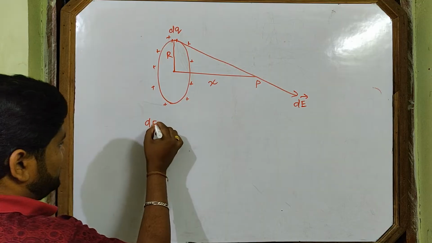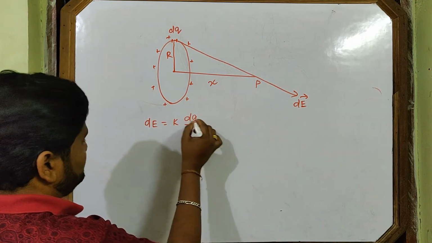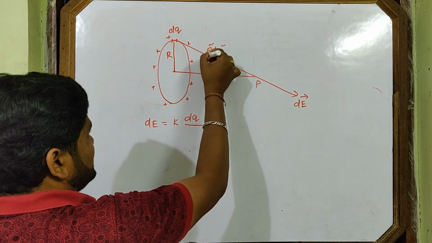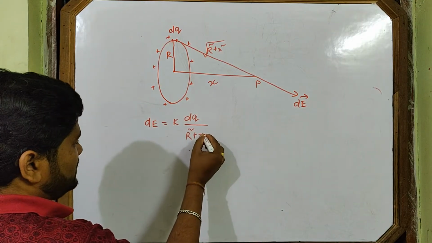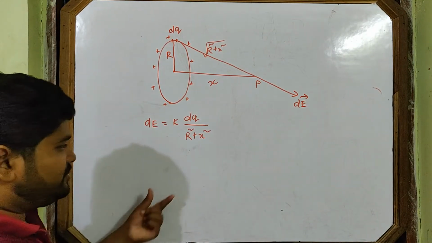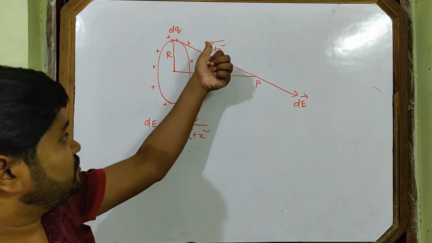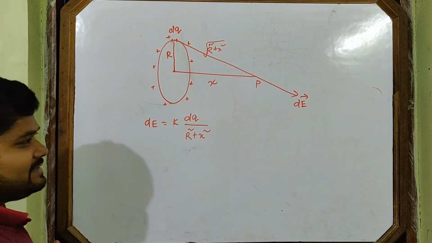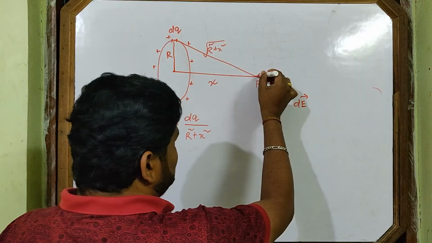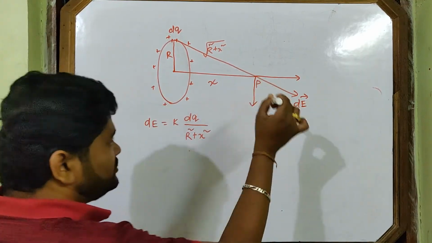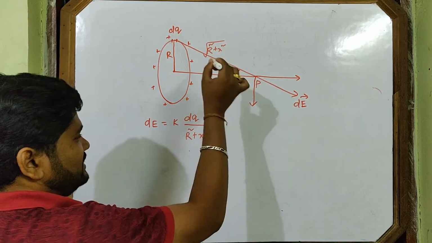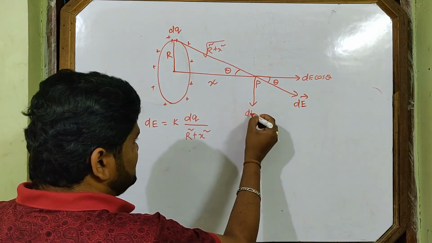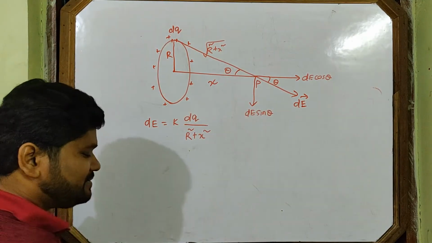And what is the expression of dE? k q, but in place of q I write dq, by R square plus x square, root over. Here also it will be R square plus x square, because the lower term, the denominator, will be in square. So root over and square now cancel. This is the electric field. Again, this electric field will be resolved into two components. If this angle is theta, then dE cos theta and this is dE sin theta. It is now clearly visible to you.